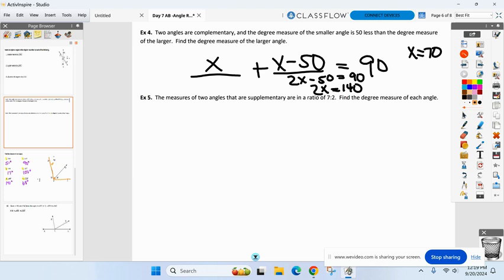Yeah, there you go. The 2 angles have to add to 90, so the other angle has to be 20. So we did find the larger one. Yep. Complementary, 90.